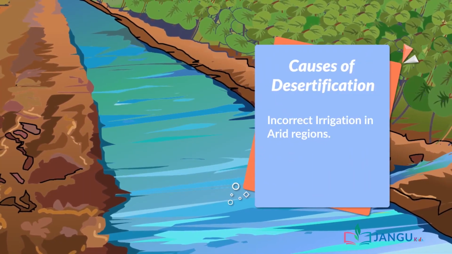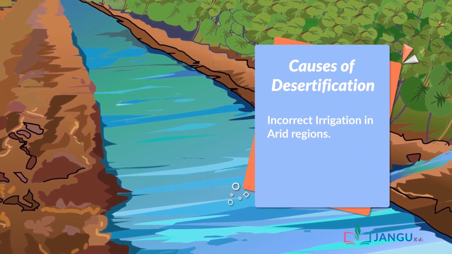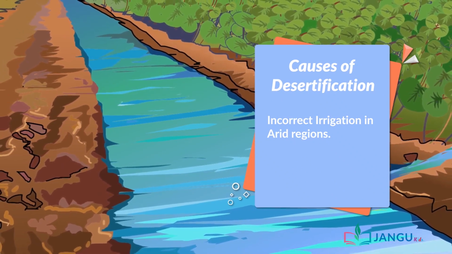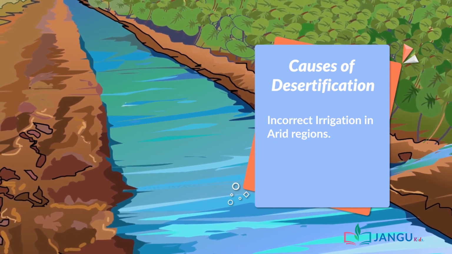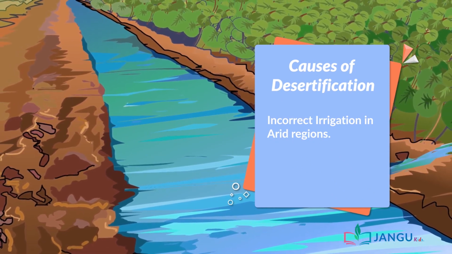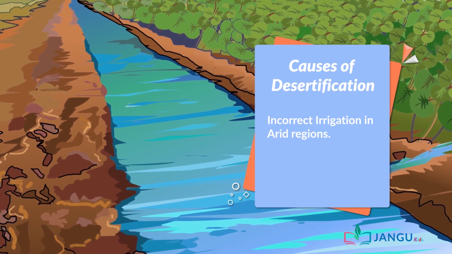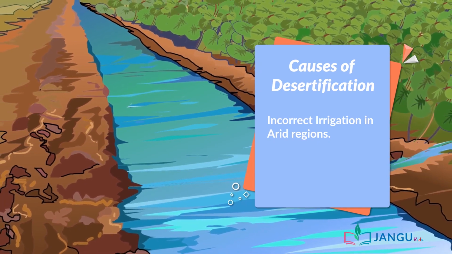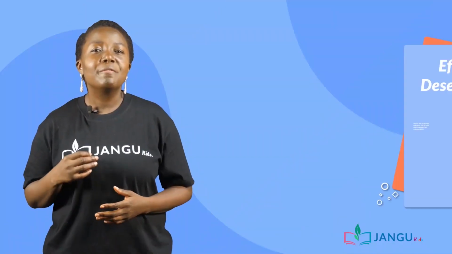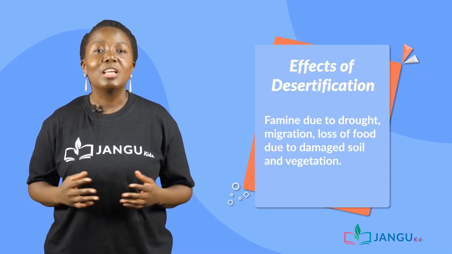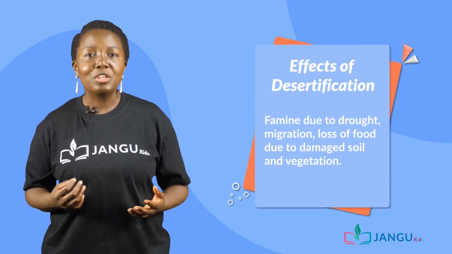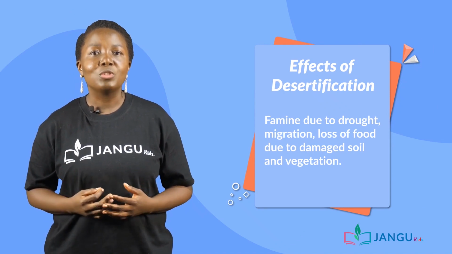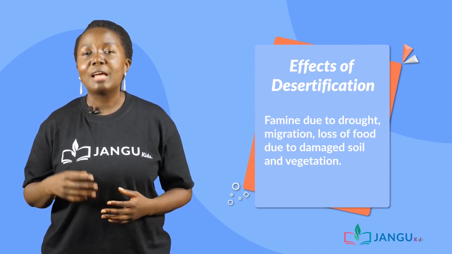Incorrect irrigation in arid regions. Farmers are using canal irrigation and other poor techniques because of the lack of water. This type of irrigation causes a buildup of salt in the soil. The effects of desertification include famine due to drought, migration, loss of food due to damaged soil and vegetation.